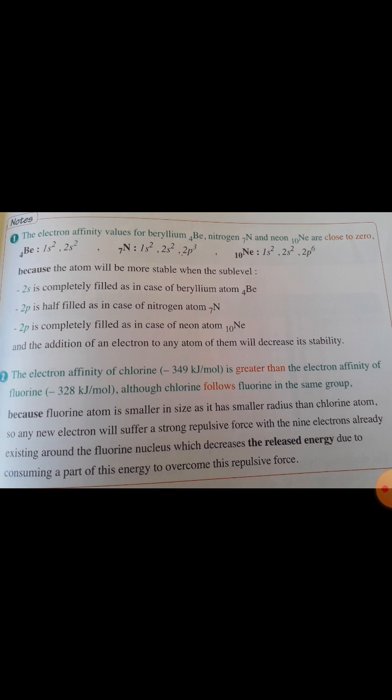But now, what about the electron affinity of chlorine and fluorine? Look, the electron affinity of chlorine is greater than that of fluorine, although fluorine precedes chlorine in the same group. This is because of the size of the atoms, which means the atomic radius. Here in the group, as we go down, atomic number increases, atomic radius also increases. So here, the radius of fluorine is smaller than that of chlorine.